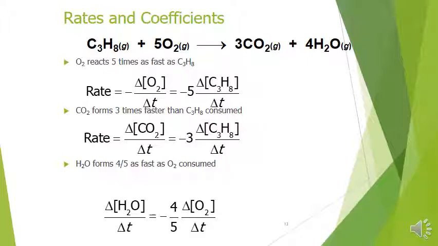Okay, so this shows the relationship. For every propane, you're going to make 5 times as many oxygens. So if you want to make these rates equal, you have to multiply the amount of propane by 5. And so forth, okay?